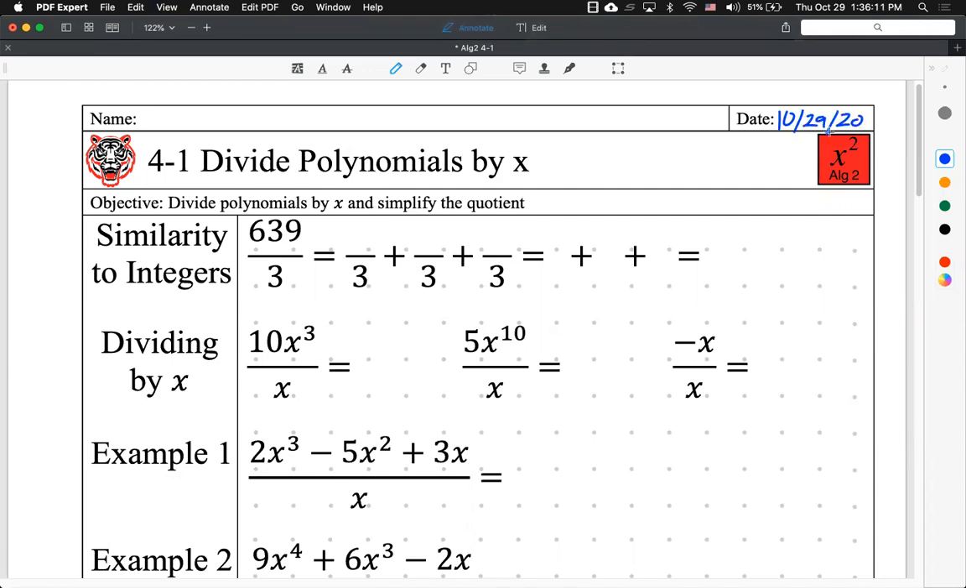Our objective today is to do what? Looks like Jessica got it first. Quotient. Yep. Nice. So 639 can be broken up into the hundreds place, the tens place, and the units place, the ones place. I think this goes all the way back to first grade, second grade.